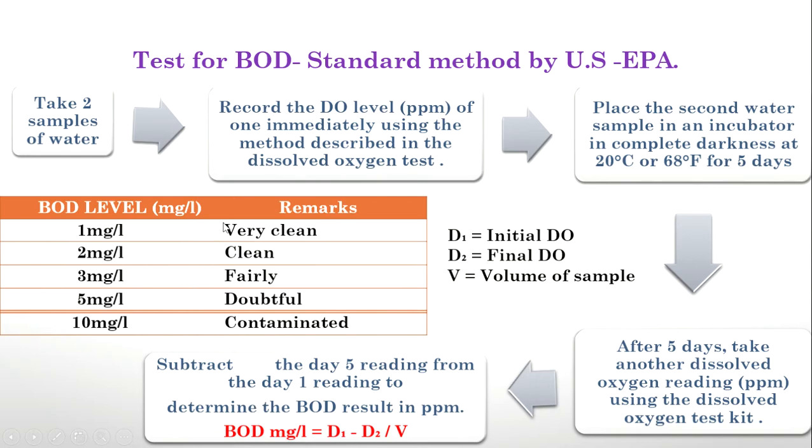Now here we can see the levels of BOD and how the water is affected by BOD. When BOD is very much higher, the water is contaminated. When it is 10 milligram per liter, the water can be said to be contaminated. And when it is 1 milligram per liter, the water is said to be very clean.